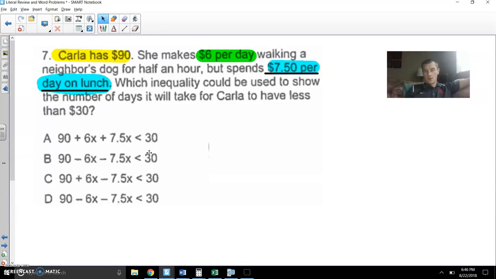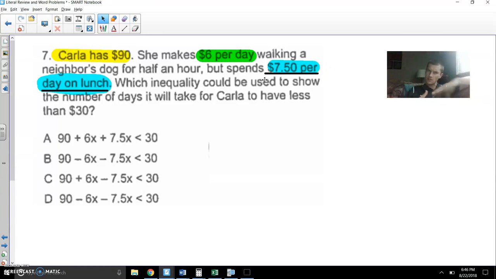So here we go. Carla has $90. That is a starting amount. It says she makes $6 per day. She's walking a neighbor's dog for half an hour. That half an hour could be important, just depends on the rest of the problem. She's making $6 a day, but she's spending $7.50 each of those days eating lunch. So which inequality could be used to show the number of days it will take for Carla to have less than $30? So that last part really suggests that she's losing money every day, because if she started at 90, eventually she's going to have less than 30.